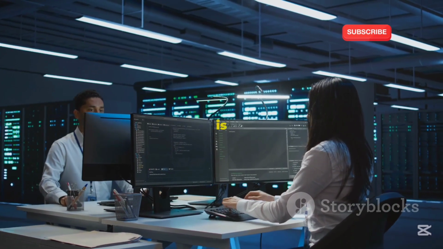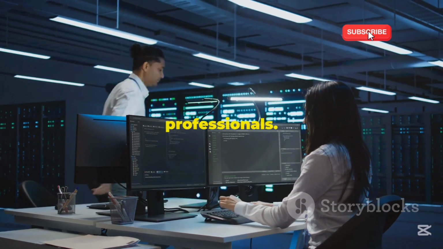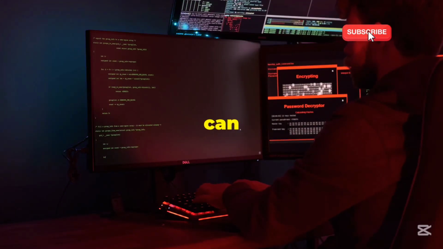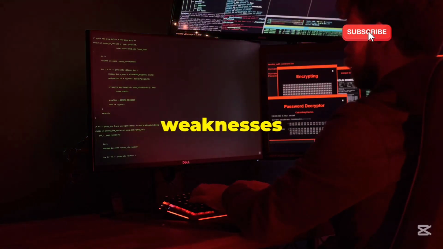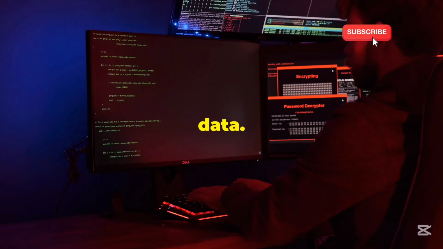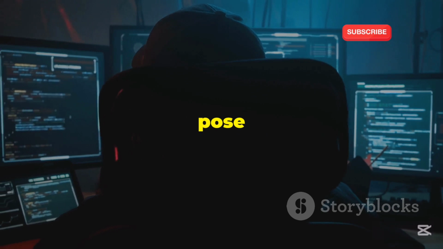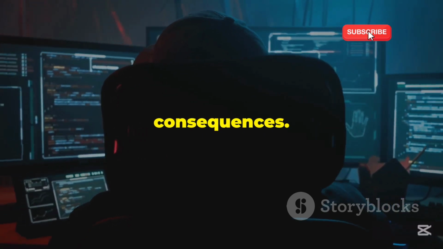Understanding these mechanics is crucial for developers and security professionals. By identifying and fixing vulnerable code, they can prevent attackers from exploiting these weaknesses and protect sensitive data. LFI attacks are not just theoretical threats, they pose real-world dangers with serious consequences.